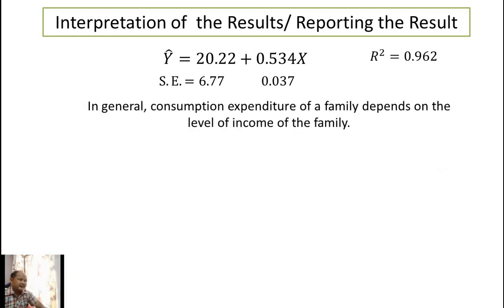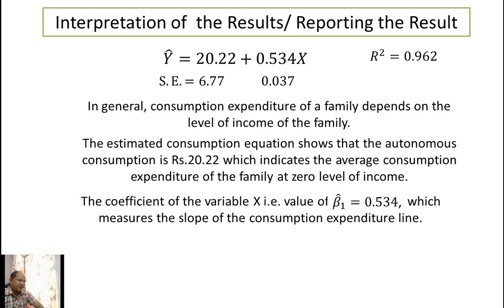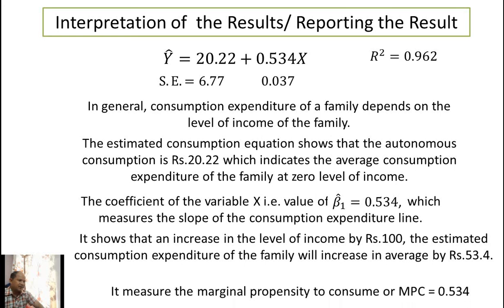In general, consumption expenditure of a family depends on the level of income of the family. The estimated consumption equation shows that the autonomous consumption is rupees 20.22, which indicates the average consumption expenditure of the family at zero level of income. The coefficient of the variable x, that is the value of beta 1 cap, is equal to 0.534, which measures the slope of the consumption expenditure line. It shows that with an increase in the level of income by rupees 100, the estimated consumption expenditure of the family will increase on average by rupees 53.4. It measures the marginal propensity to consume, or here MPC is equal to 0.534.